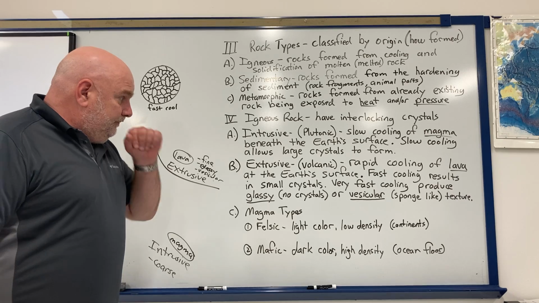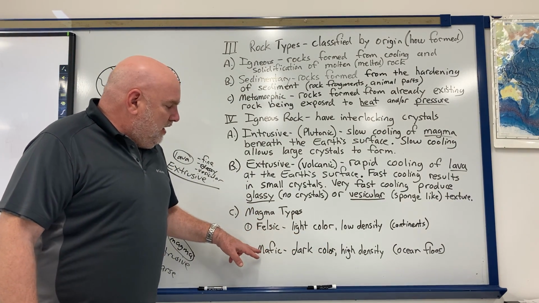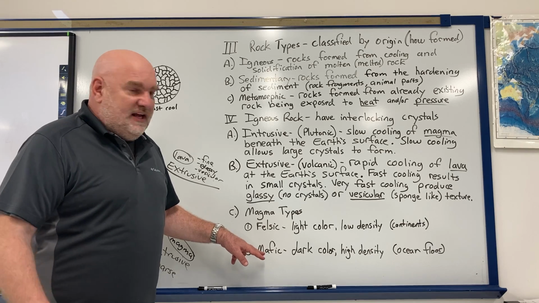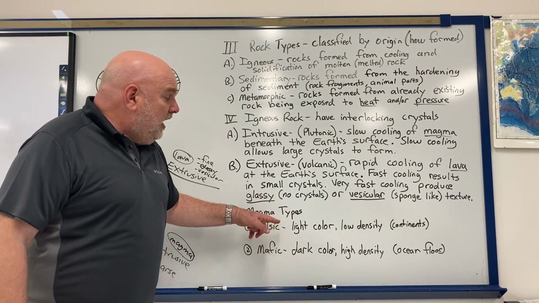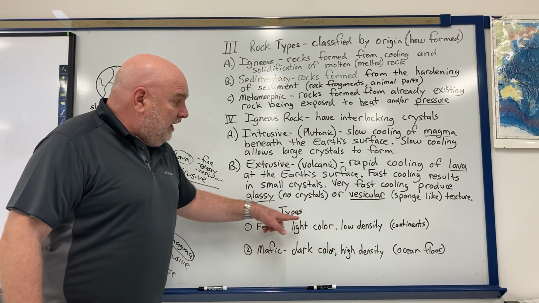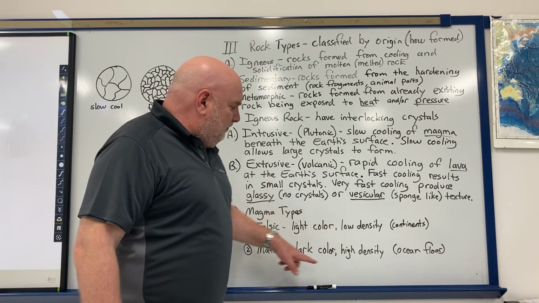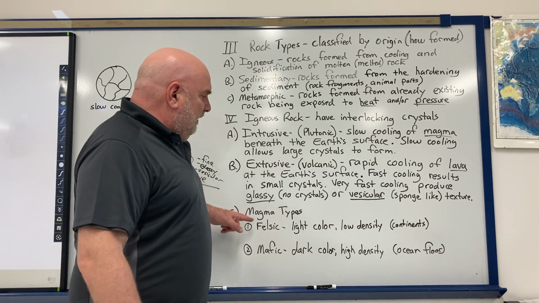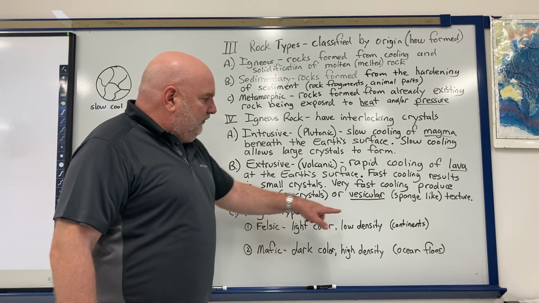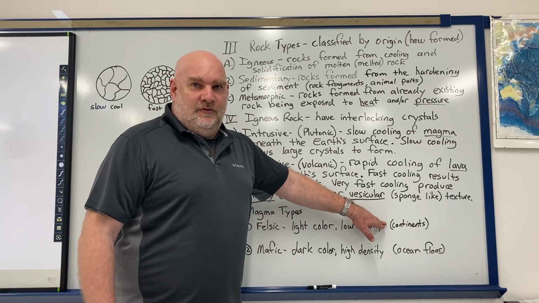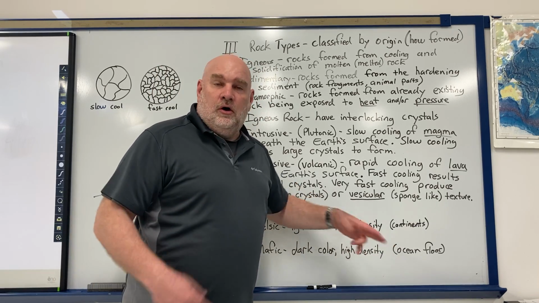As a result, mafic is darker in color. When this cools and hardens, it gives you one set of minerals that are darker in color, and felsic gives you another set of minerals that are lighter in color. The darker minerals have a higher density, so mafic rocks are more dense and felsic rocks are less dense. Where you typically find felsic rocks is on the continents. Where you typically find mafic rocks is on the ocean floor or in the middle of the ocean.